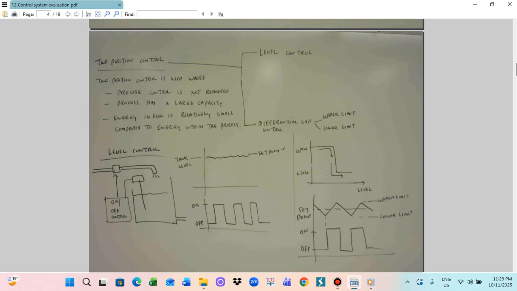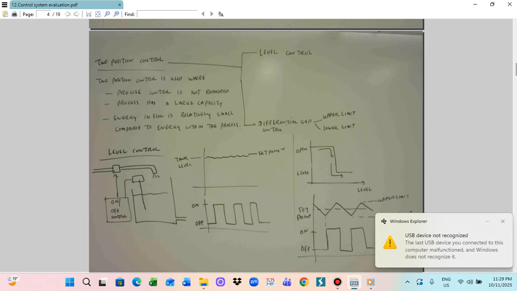In two position control, there is a relatively small unit of energy in the process. So this is the two things, and that is our differential gap control system. Firstly we draw the level control diagram. In this case, this is the water tank we control. And this one is the floating switch. So this is the floating switch system.